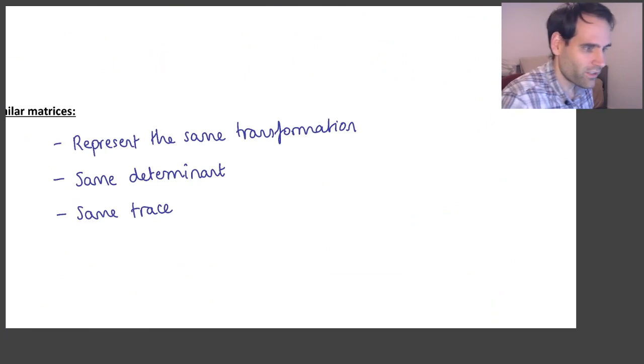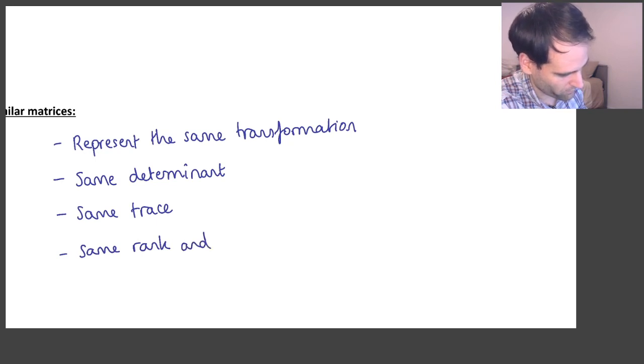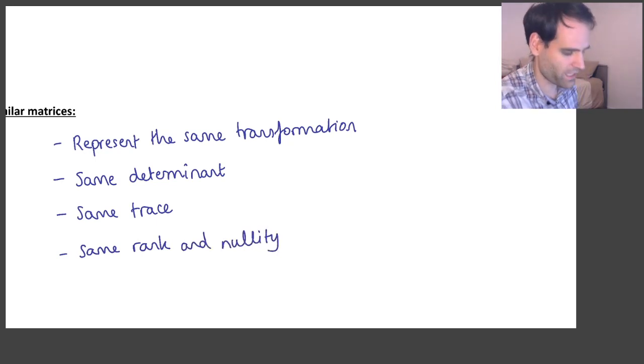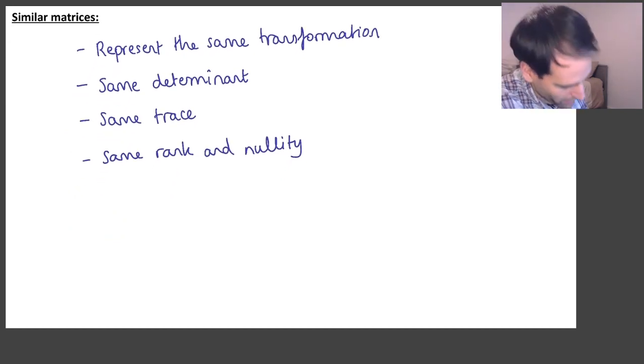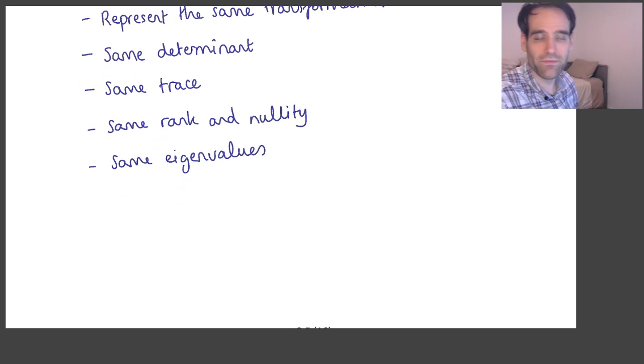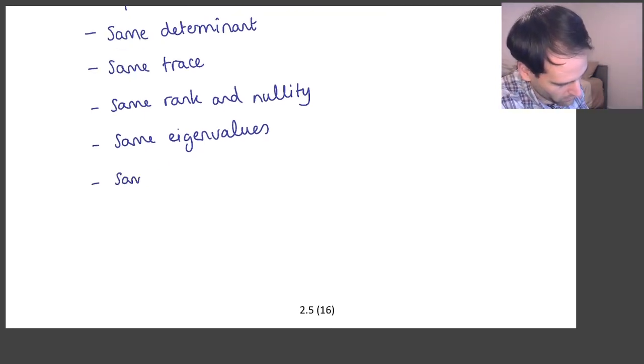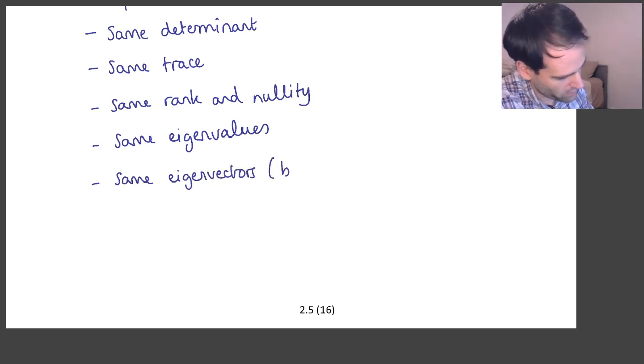Not only that, but they have the same rank and the same nullity. Of course, they represent the same transformation, so of course they have the same rank and the same nullity. They also have the same eigenvalues. And finally, they have the same eigenvectors, but written in the corresponding basis. So when you calculate the eigenvectors, you won't get the same numbers, but you will get the numbers that correspond to the same vectors in the corresponding basis for each matrix. So same eigenvectors, but written in the corresponding basis.